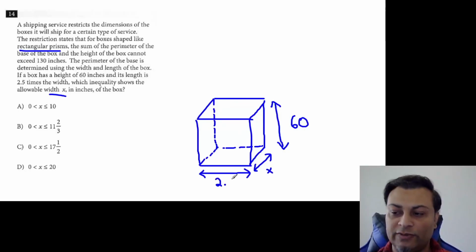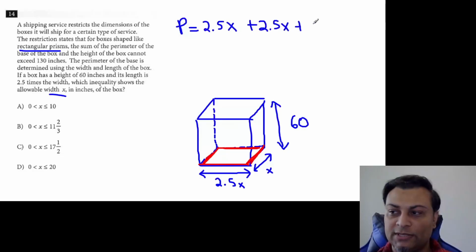So this is 2.5x. And so if we want the perimeter of the base, we will add 2.5x plus another 2.5x, which is 5x so far, plus another x. So that's 6x plus another x, and that's 7x. So let me write that down real quick. The perimeter is 2.5x plus 2.5x plus x plus x, which comes out to 7x.